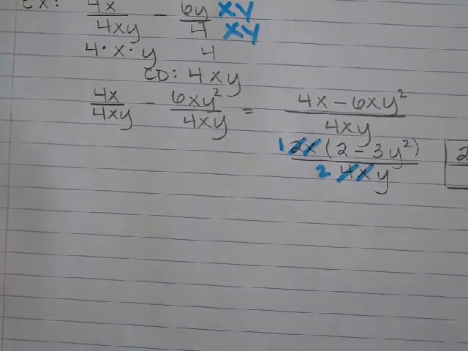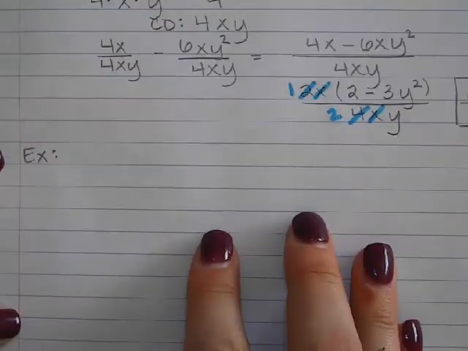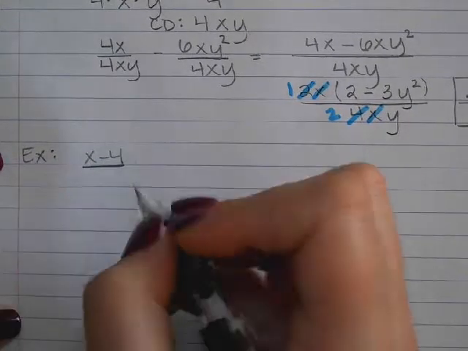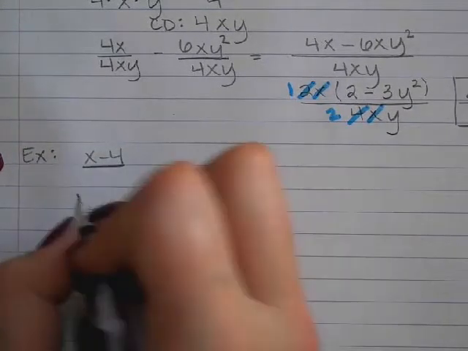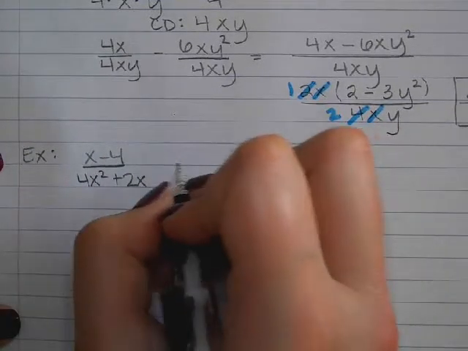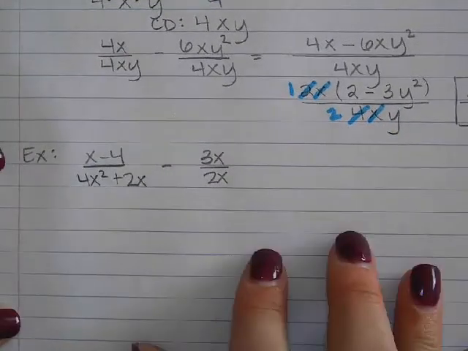All right, let's try another type of example. So for this one, we're going to try (x minus 4) over (4x squared plus 2x) minus (3x) over (2x).